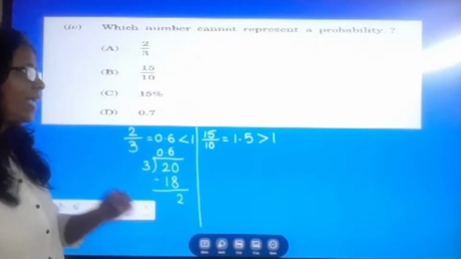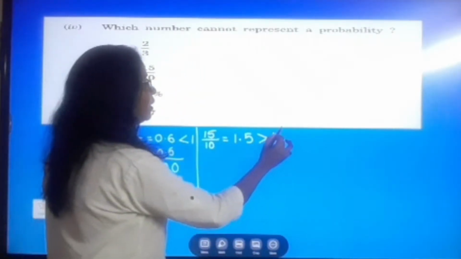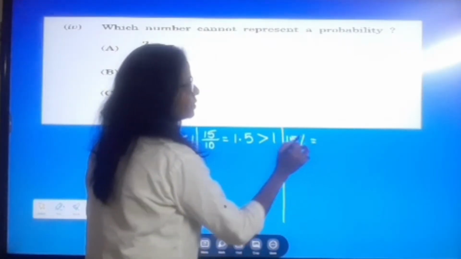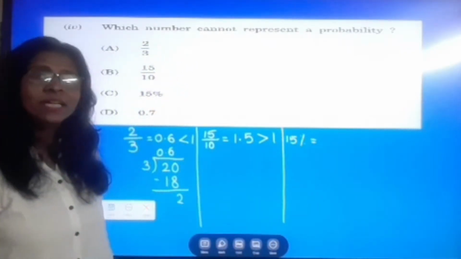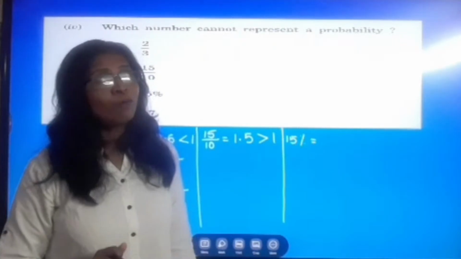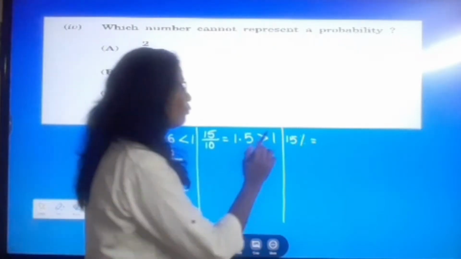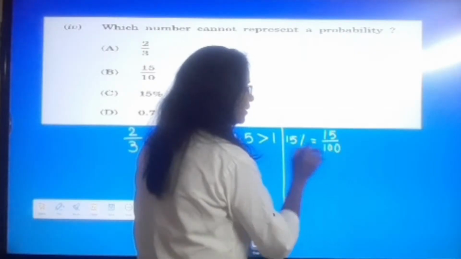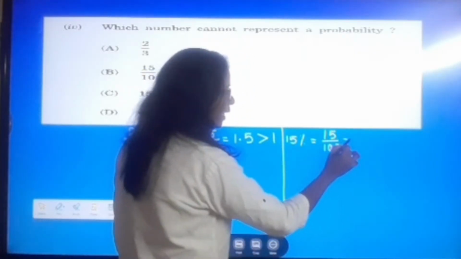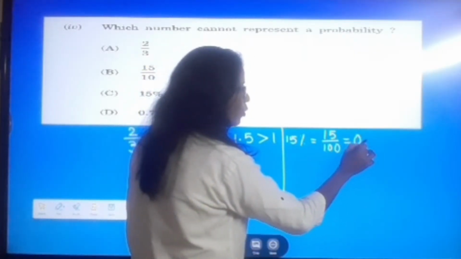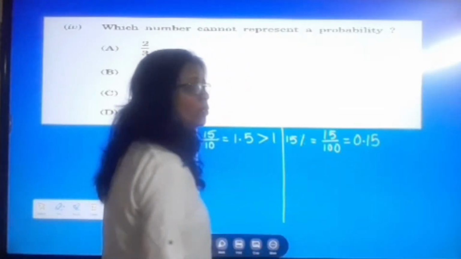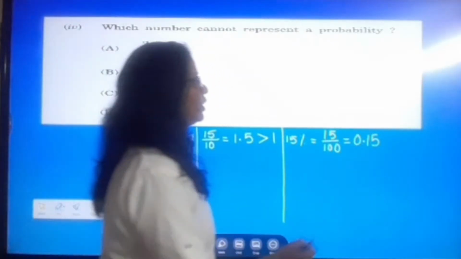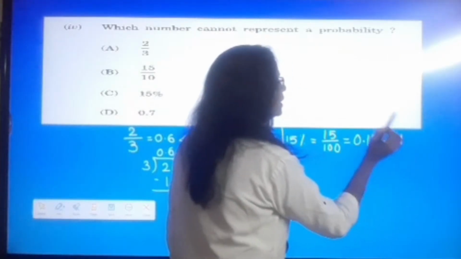Then the next option is 15%. Students, how can we write 15%? We write 15 upon 100, and that means 0.15. 0.15 is also less than 1. So here I write down that it is less than 1.